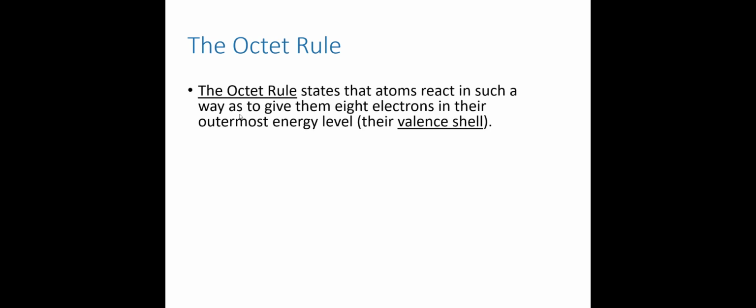The last thing we talked about in Chapter 2 was the valence shell and the valence electrons, and so this next subject, the Octet Rule, flows naturally from that. The Octet Rule tells us that many atoms are going to react in a way so that they have 8 electrons in their outermost energy level. That's also called their valence shell.